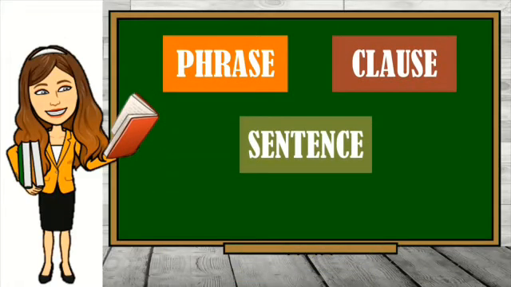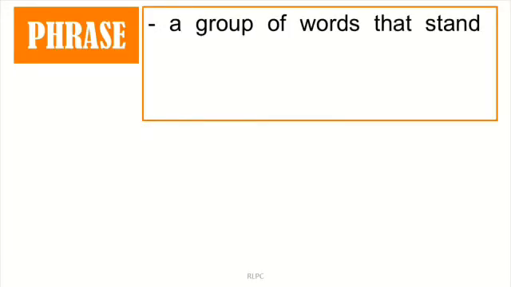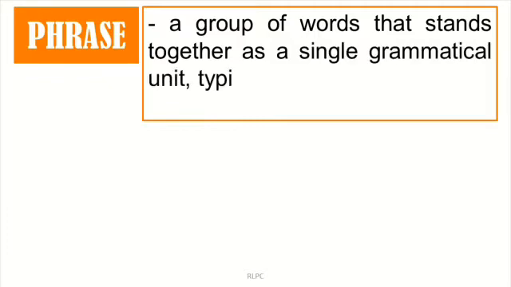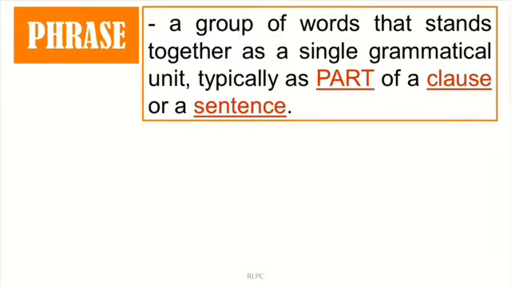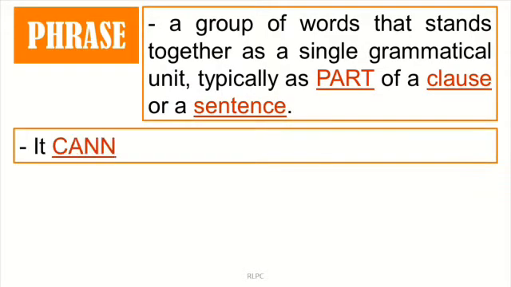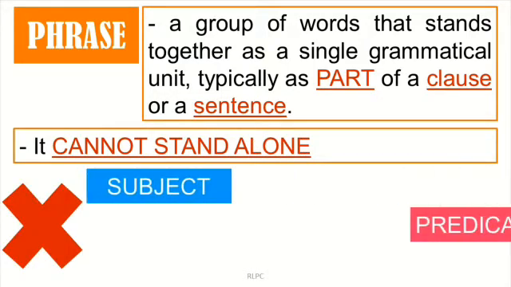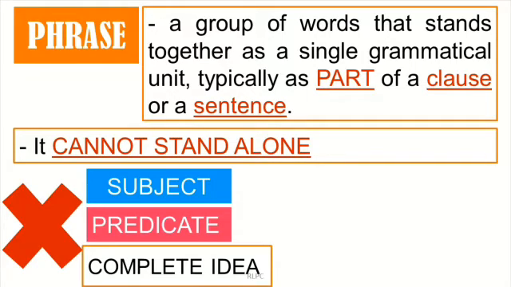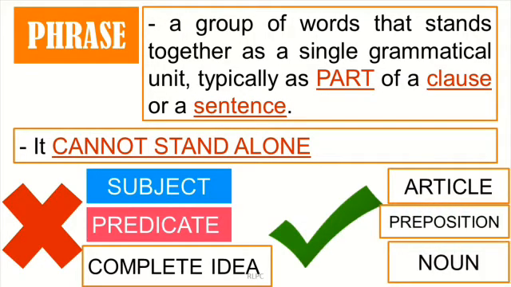The groups of words in our previous activity are examples of phrase, clause, and sentence. Let us differentiate the terms one by one. Phrase is a group of words that stands together as a single grammatical unit, typically as part of a clause or a sentence. It cannot stand alone because it does not have subject and predicate. Therefore, it does not have a complete idea. But sometimes it contains articles, examples, a, an, and the, prepositions, examples, in, on, at, etc., and nouns.